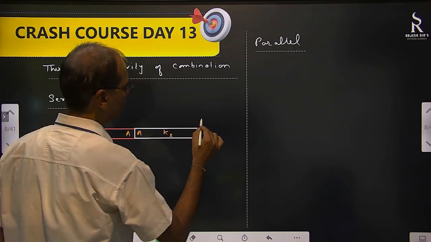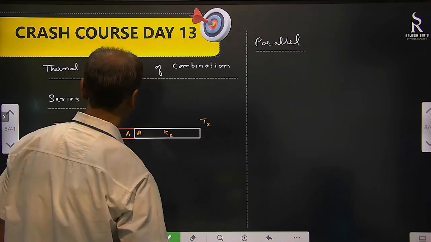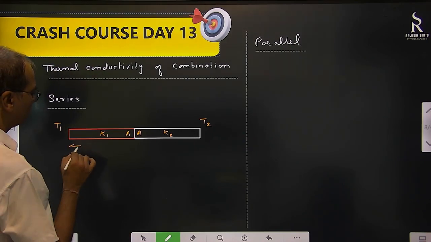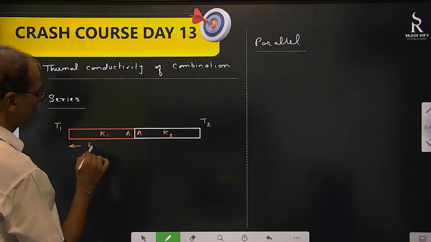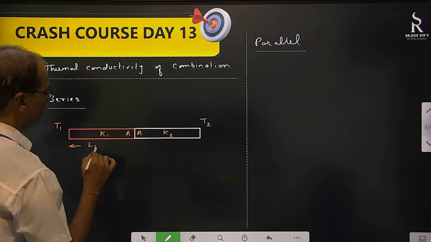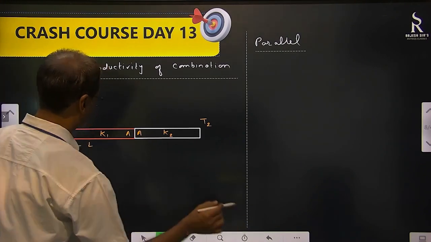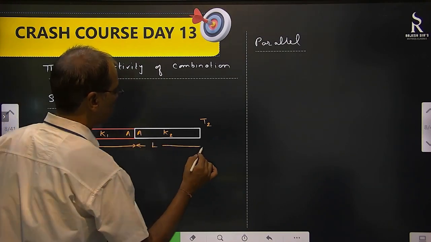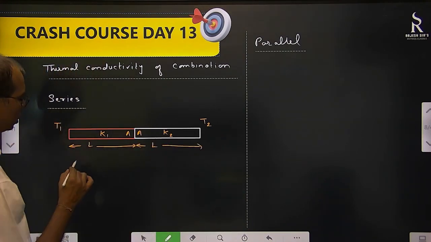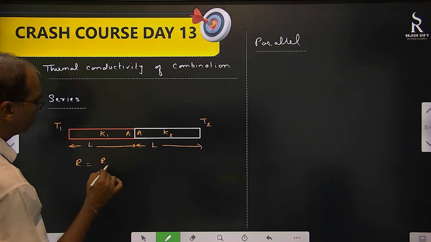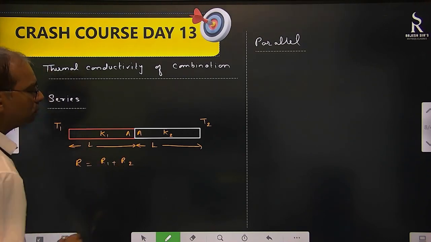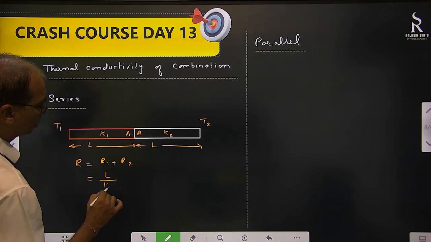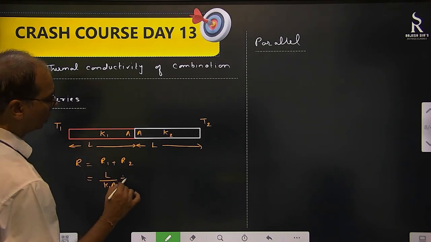Here the temperatures are T1 and T2, but that may not be required. Length you can take L or L1 or anything. Maybe you take L only, easy for you. This is L and this is also L. So what we know, if they are in series combination, then R is equal to R1 plus R2. What is R1? R1 is L by K1A. What is R2? L by K2A.